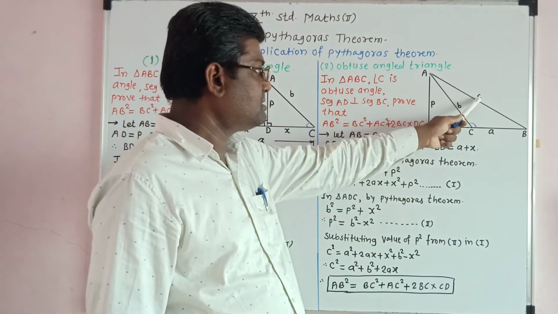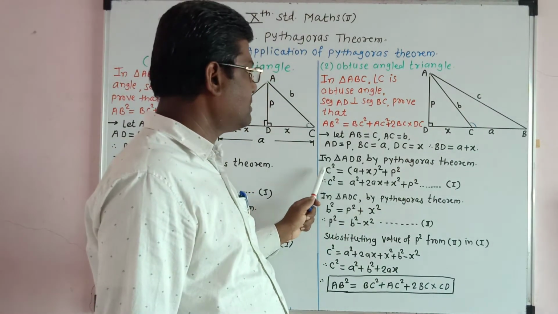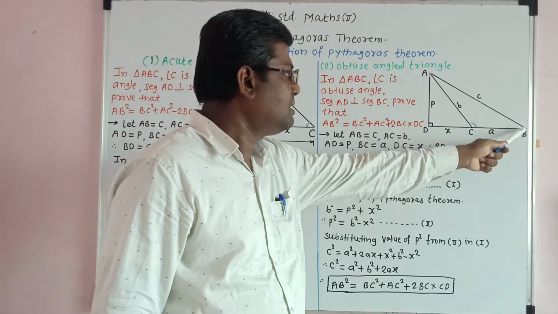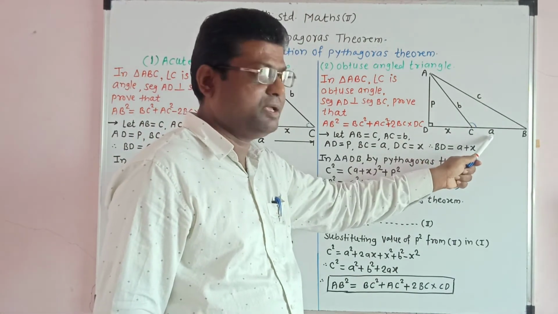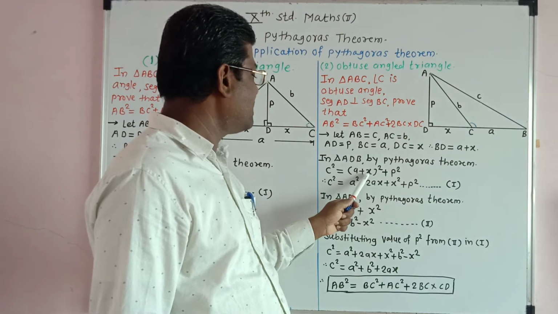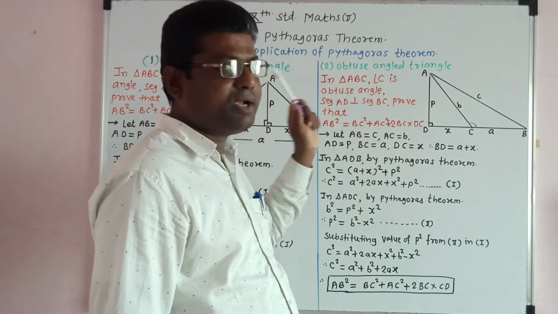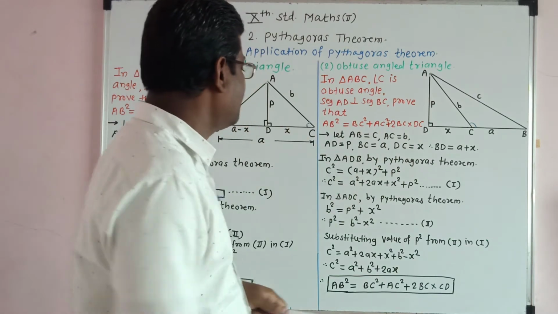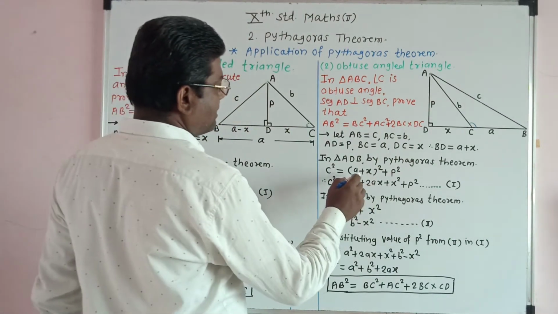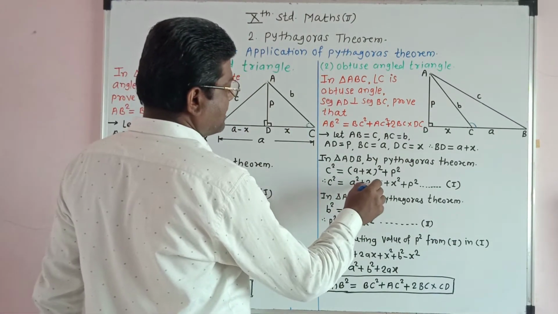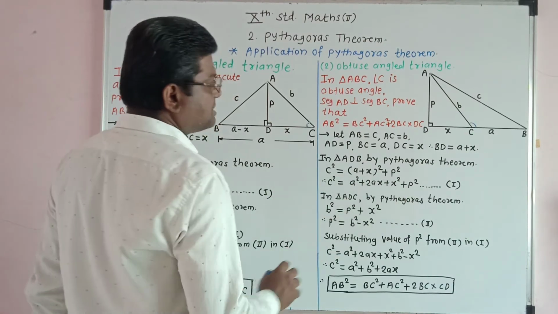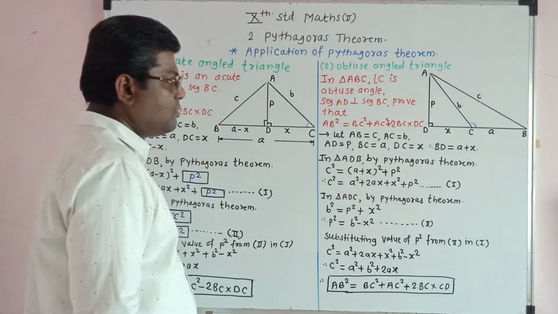So hypotenuse square c square is equal to, what is DB? DB is equal to x plus a. So (x plus a) square, that is (a plus x) square, plus other perpendicular side p square. Now expand this bracket: a square plus twice ax plus x square plus p square. This is equation number 1.